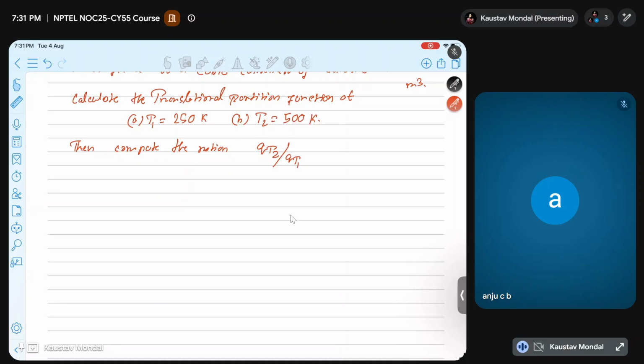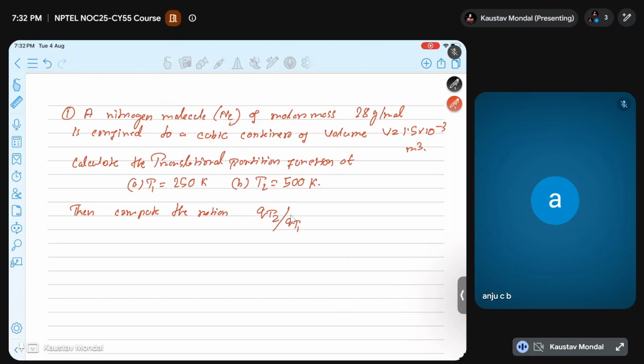Okay. So the nitrogen molecule is trapped, the molar mass is given, the volume is given, temperature is also given. So most of the things needed to calculate this partition function are already given in the problem. For the two temperatures, we have to first calculate each and then take the ratio. Okay, so this is in 3D, so you have to use the formula for 3D.